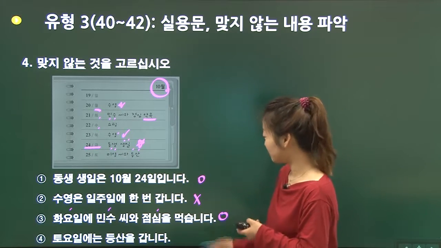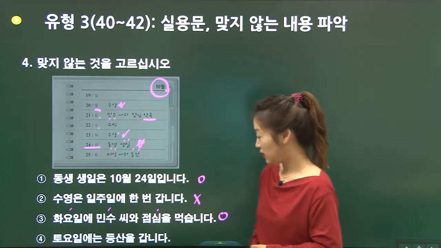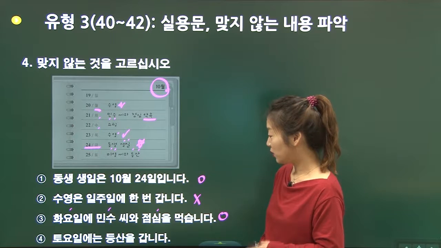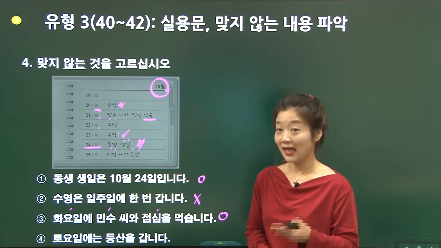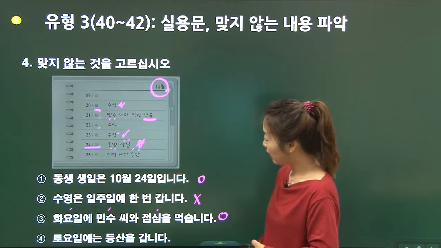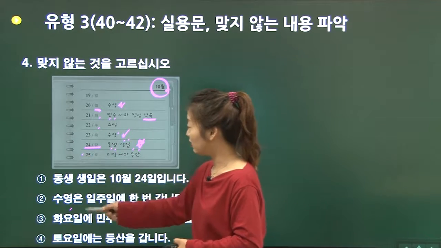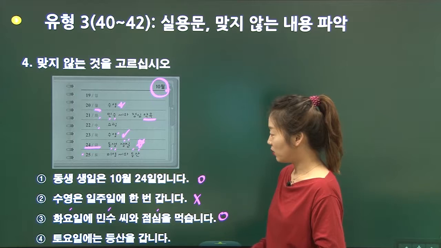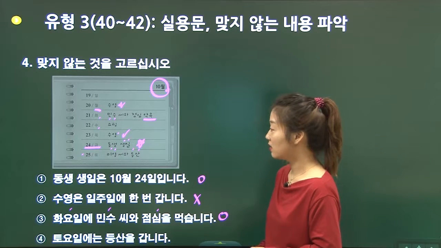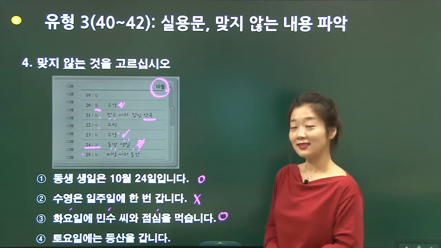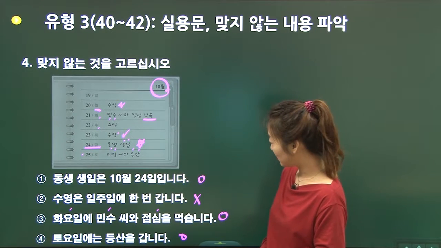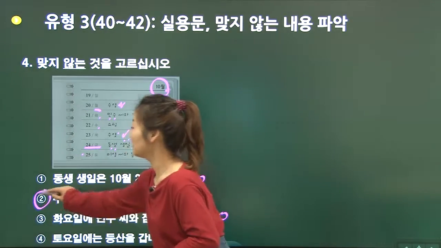It's correct, right? Number four, 토요일에는 등산을 갑니다. 토요일 is Saturday, right? On Saturday, okay, look here, Saturday here, 미영 씨와 등산. So I'm going to hike on Saturday. It's correct. So the incorrect one is number two.